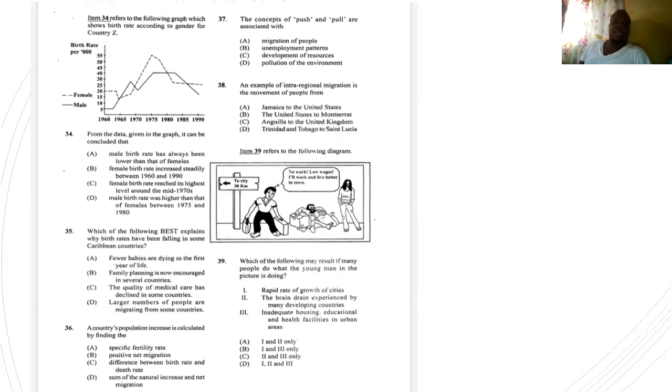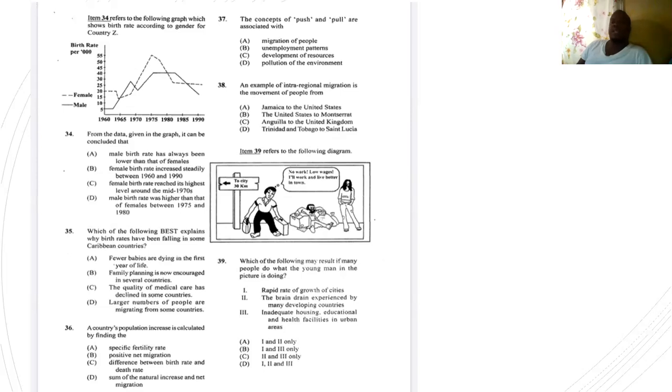Is it B, the United States to Montserrat? C, Anguilla to the United Kingdom? D, Trinidad and Tobago to St. Lucia? Jamaica to the United States is two different geographical areas. That's the Caribbean and North America. So it can't be intra-regional migration. The United States to Montserrat, same, North America to the Caribbean, two different geographical regions.